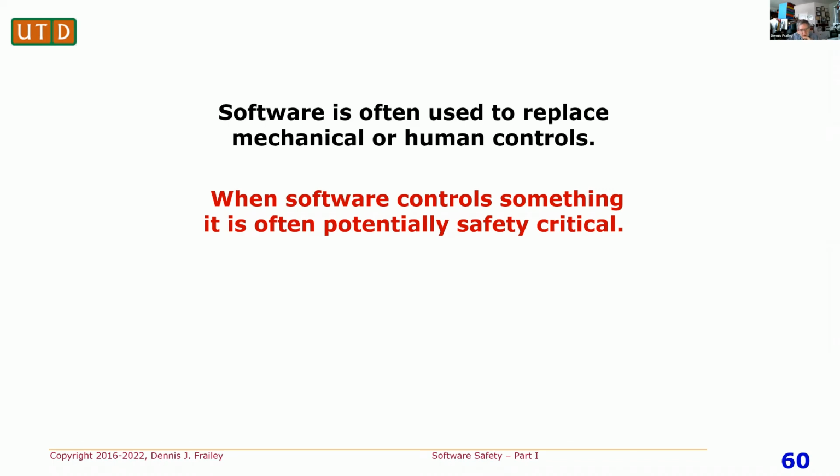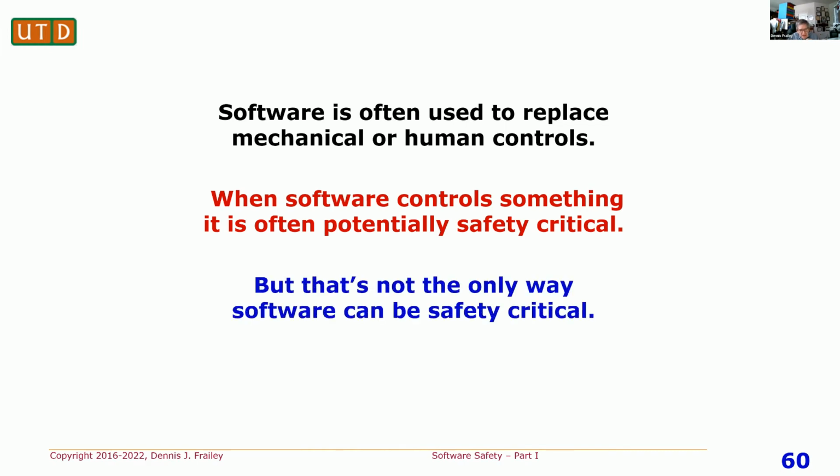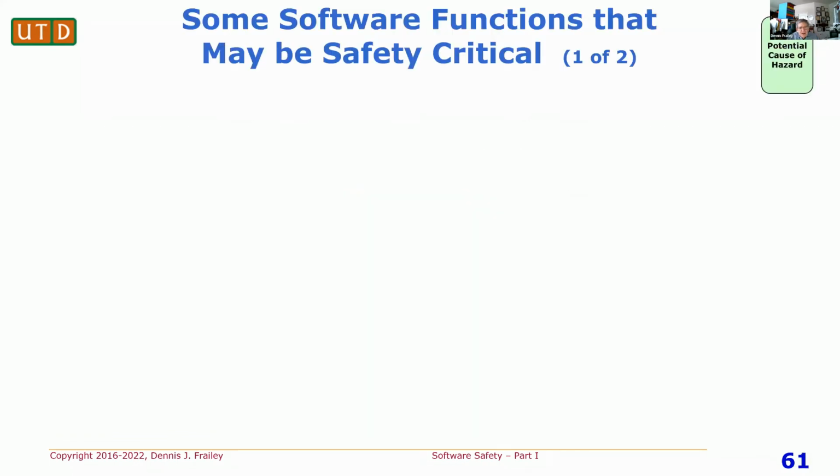When software controls something, it is often potentially safety critical. And so an awful lot of software controls an awful lot of things today. But that's not the only way that software can be safety critical. It gets to be a little more complicated than that. Here are some things that may be safety critical that software is in charge of.